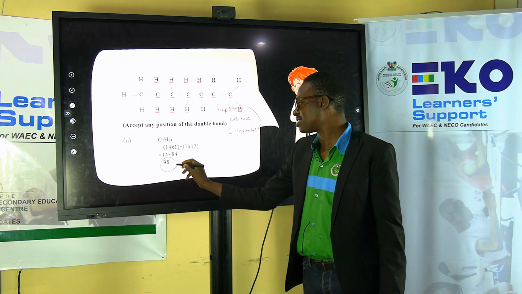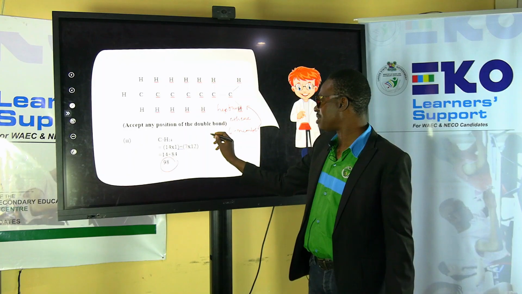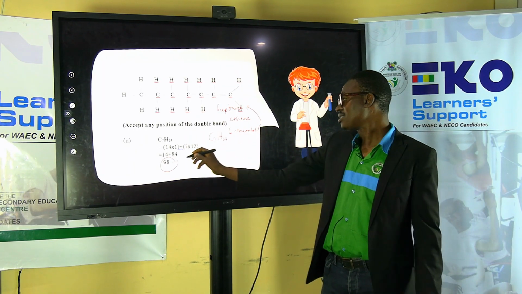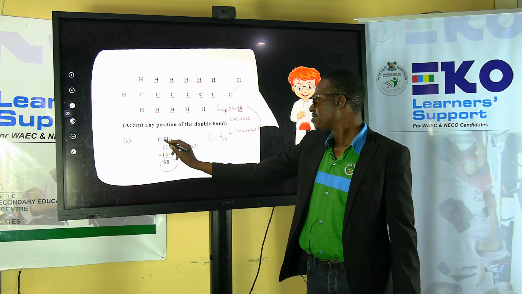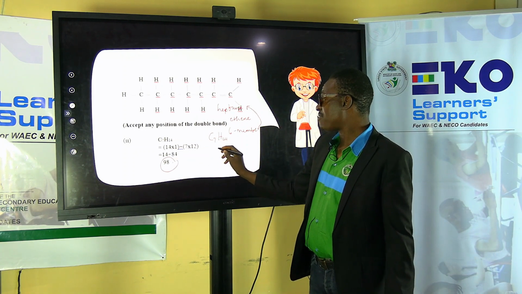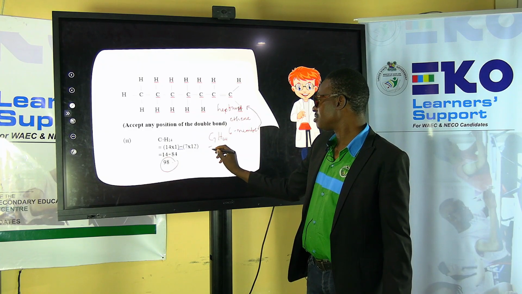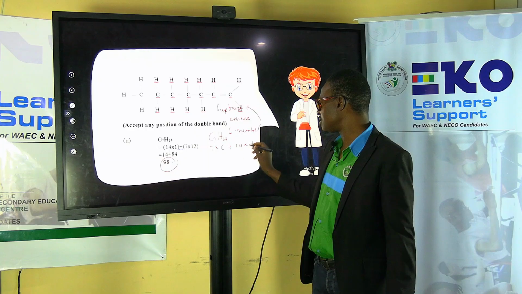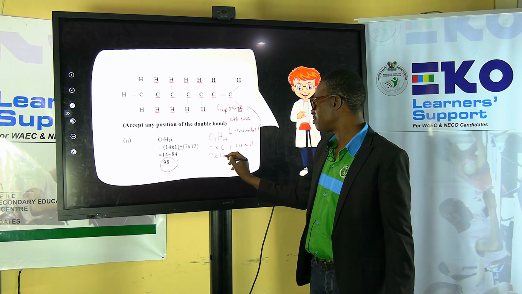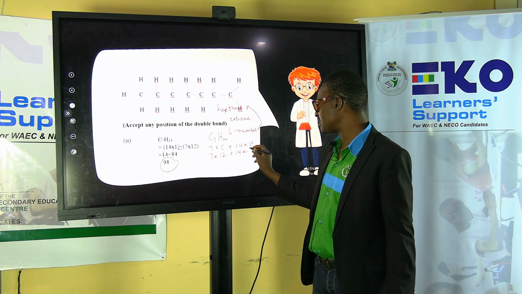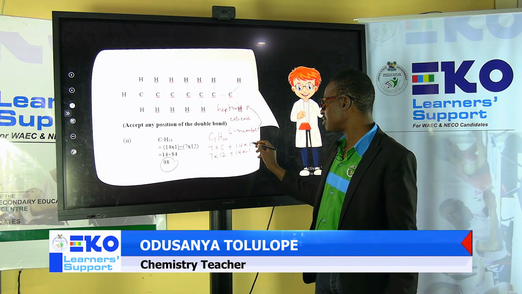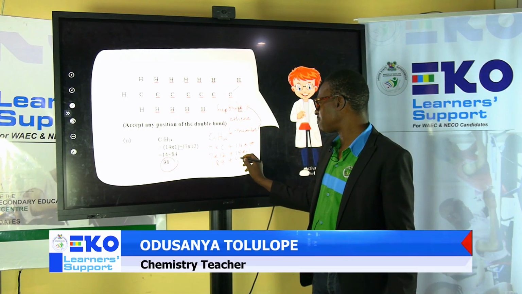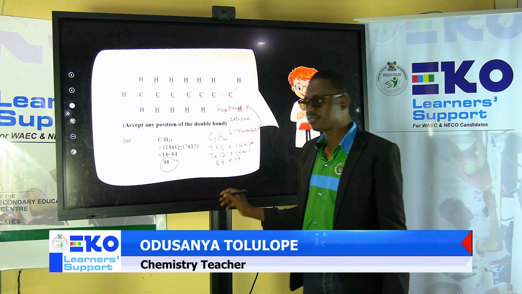So the molecular formula is very simple. Write the molecular formula C7H14. The molecular mass will be how many? So we have carbon 7 times carbon plus 14 times hydrogen. Then 7 times 12 plus 14 times 1. Don't forget the relative molecular mass of hydrogen is 1. So in this case, you have 84 plus 14.